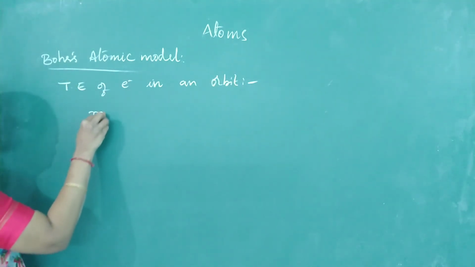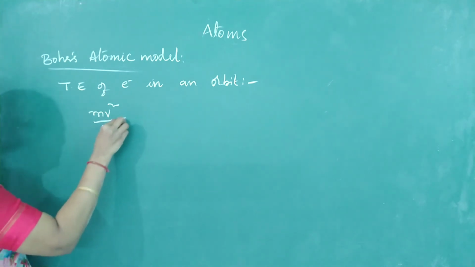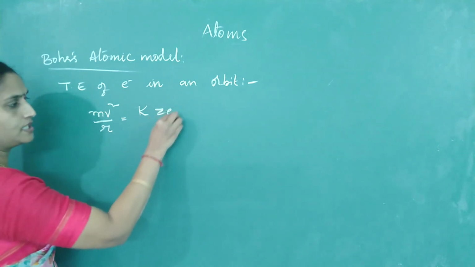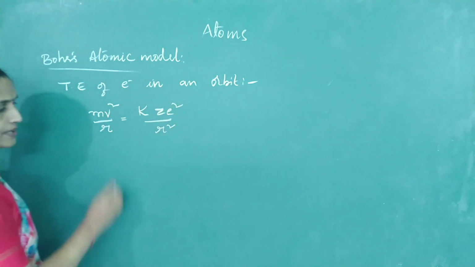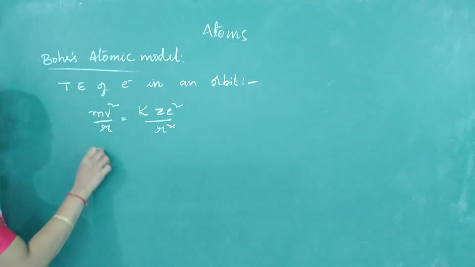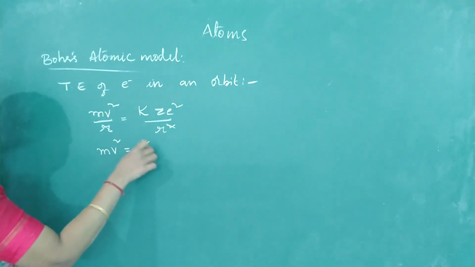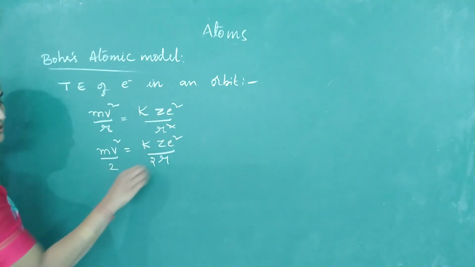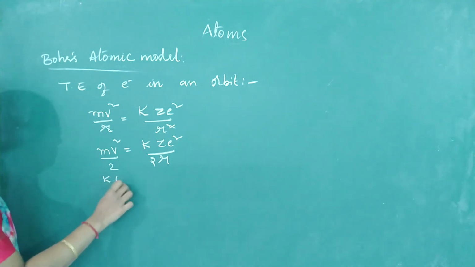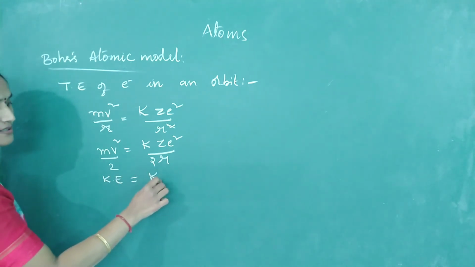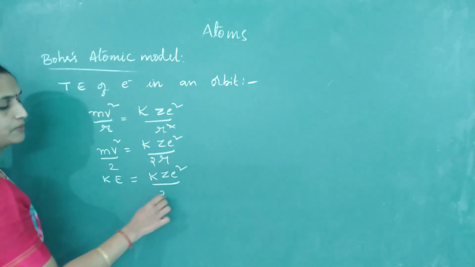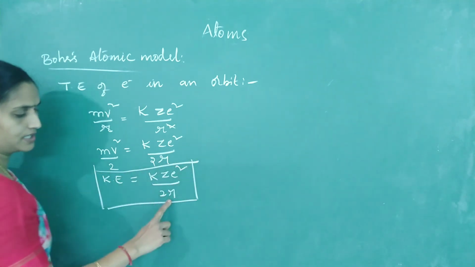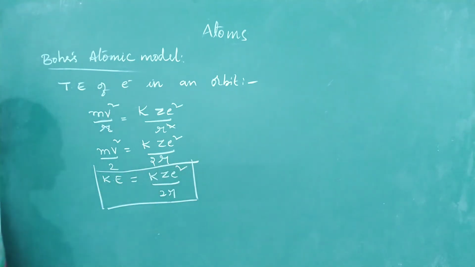We know from the first postulate, mv square by r is equal to 1 by 4 pi epsilon naught, here I am using the symbol k, Z square divided by r square. Cancel this r and r. So what is mv square equal to? k z square divided by r. Divide with 2 on either side. Half mv square, so kinetic energy of an electron in an orbit is k z square divided by 2r. If you want, you can substitute the value of r, but I am leaving it in terms of r only. So this is your kinetic energy.